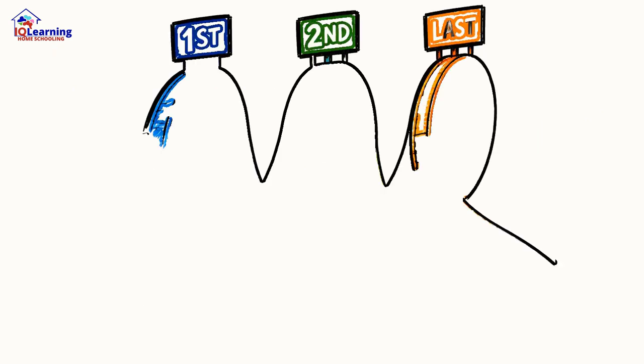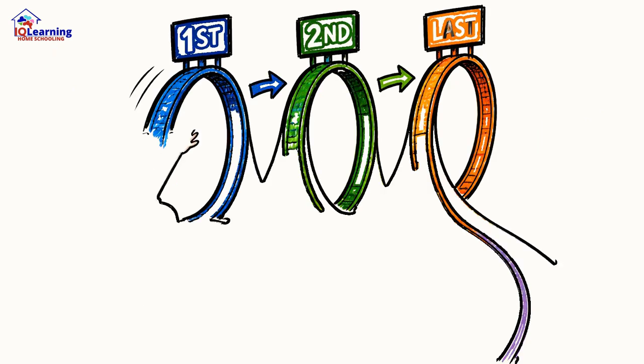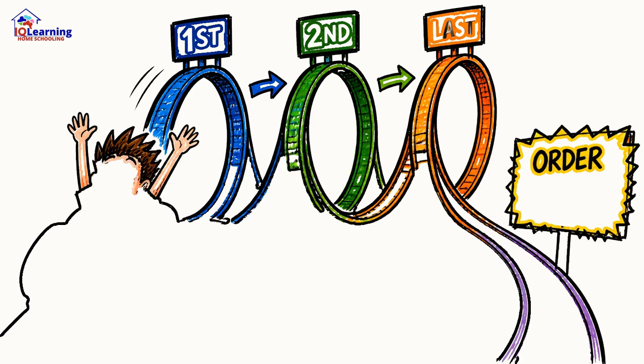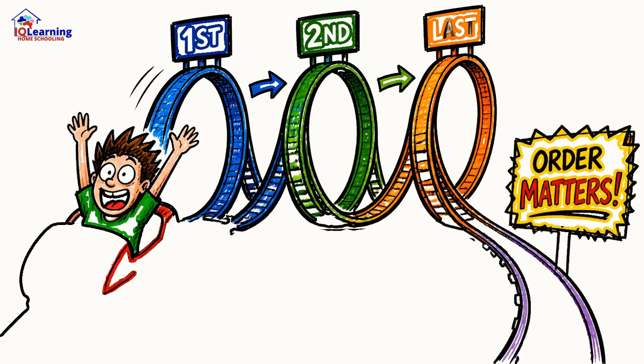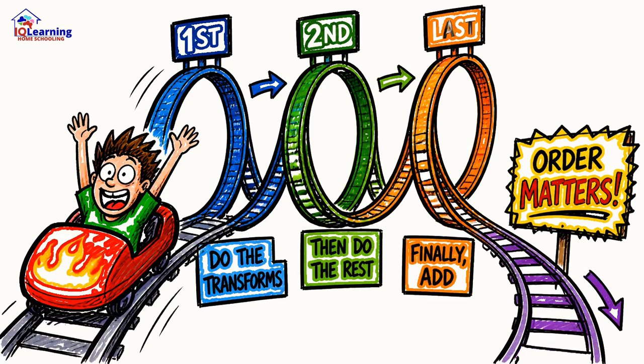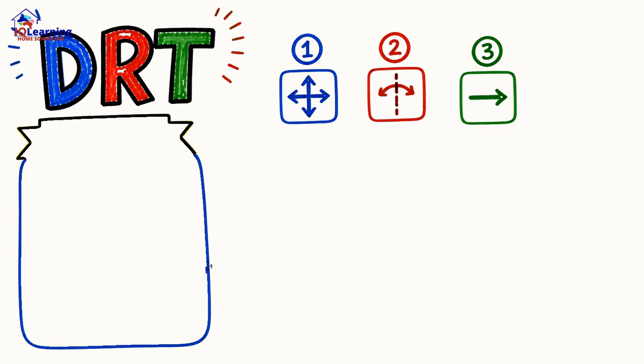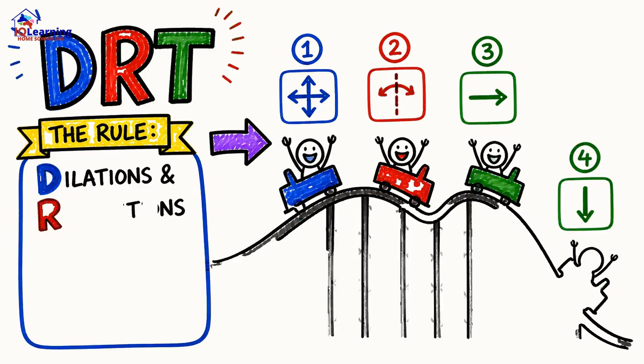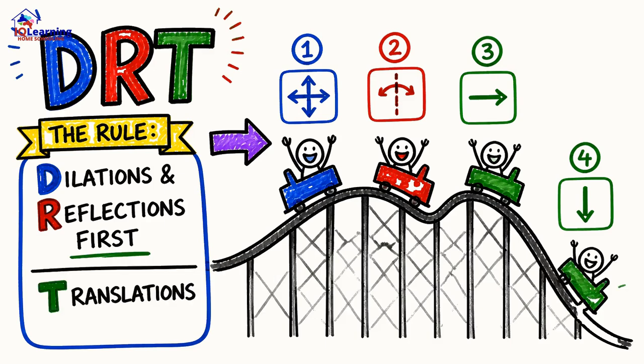But what happens when you combine them all? What's the story behind a complex equation? The order is crucial to avoid crashing the roller coaster. Just like algebra, you multiply before you add. The rule to remember is DRT, dilations and reflections first, then translations last.